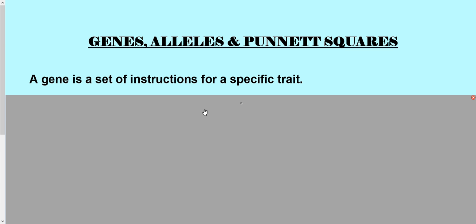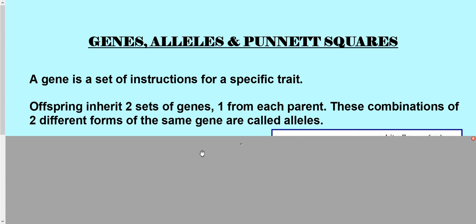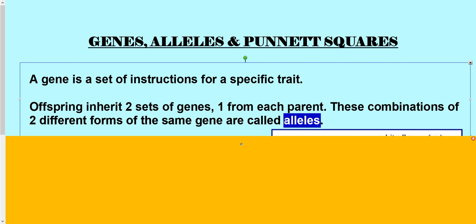A gene is any set of instructions that allow you to do something in your body, or for plants to have something going on. Any living organism that does anything, there has to be a set of instructions. Those instructions are called genes. Now, since everybody comes from two parents, you have two variations of that gene. Maybe mom gave you one, maybe dad gave you the other. Those variations of the genes are called alleles.